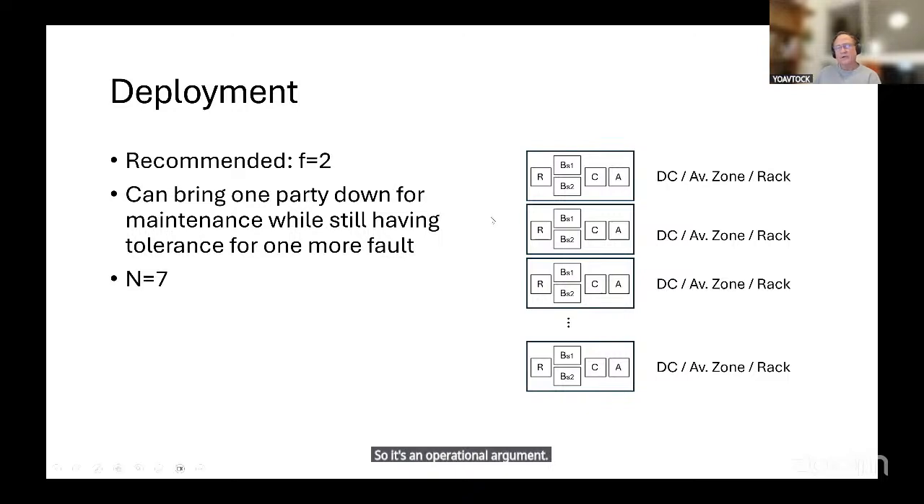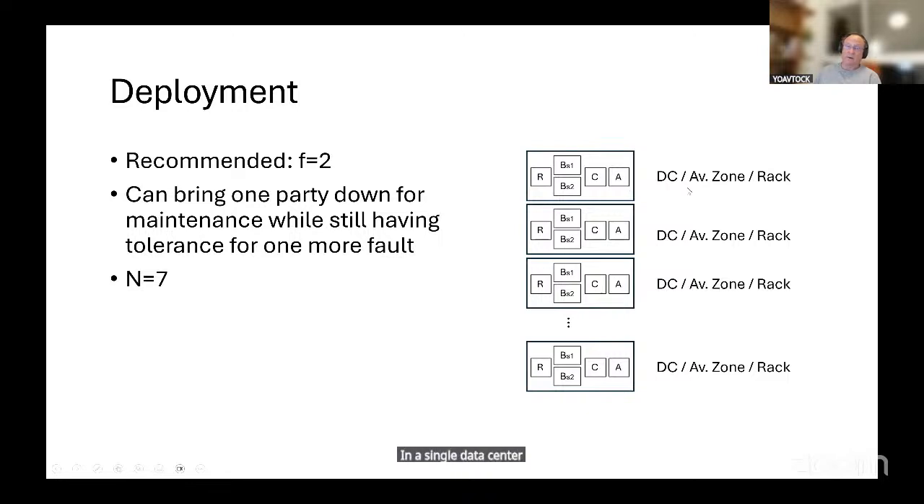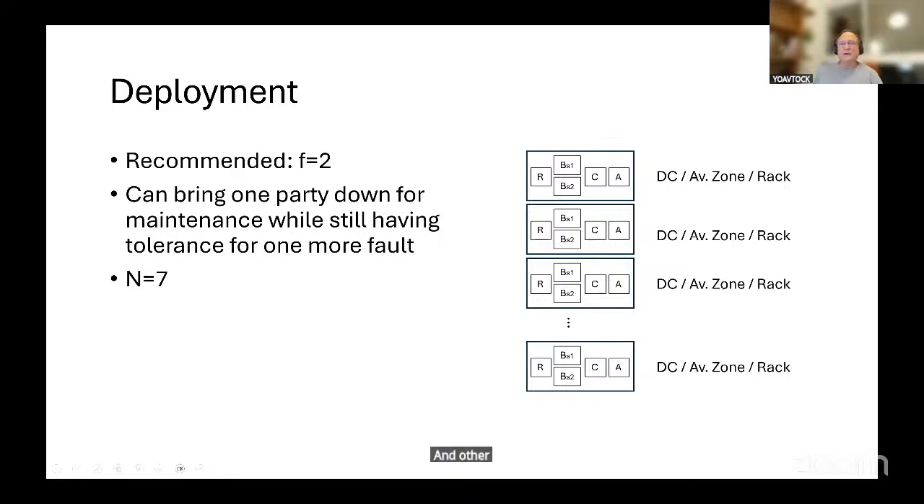In terms of deployment, we recommend that each party should reside in a single data center or availability zone or rack, something that fails together. And other parties should be deployed in different data centers or different availability zones or different racks, depending on the architecture of the deployment.